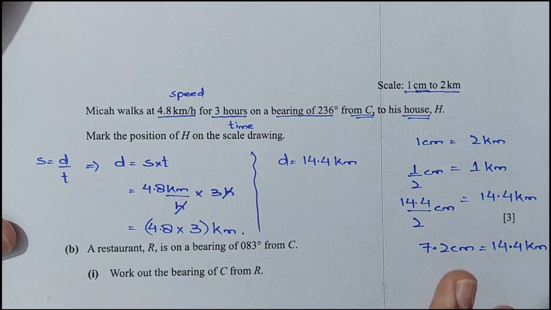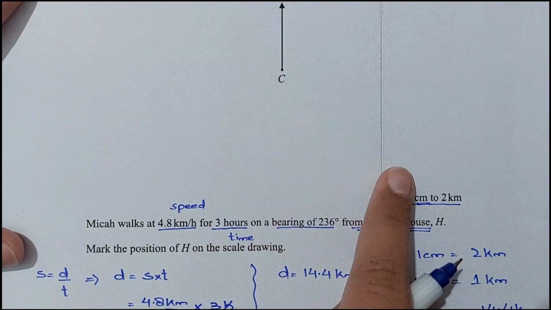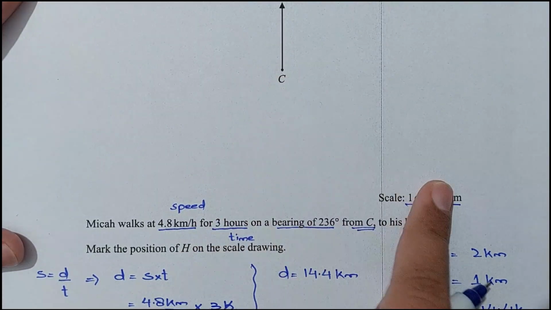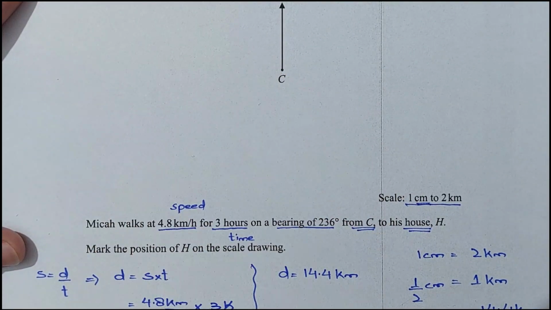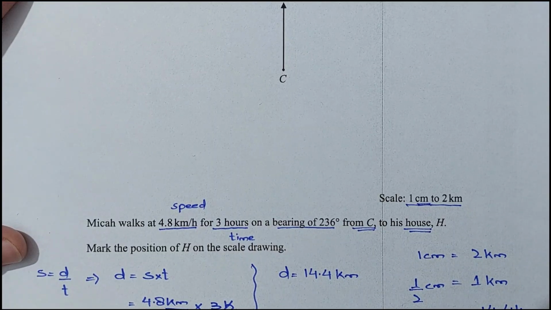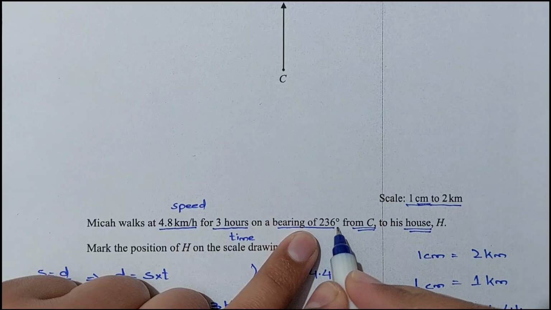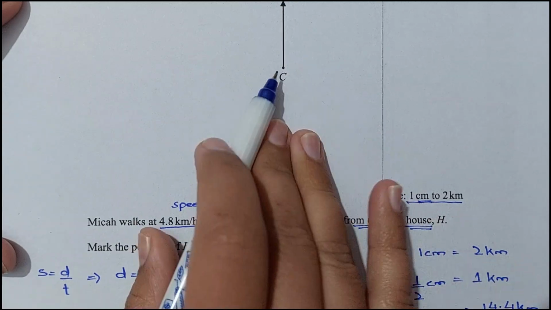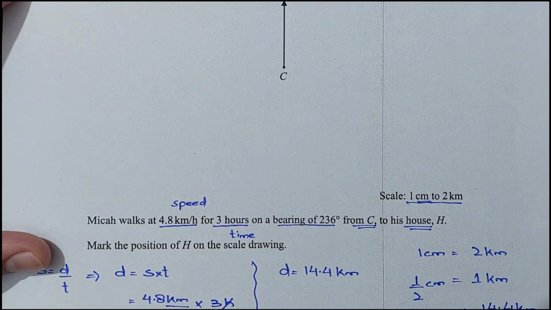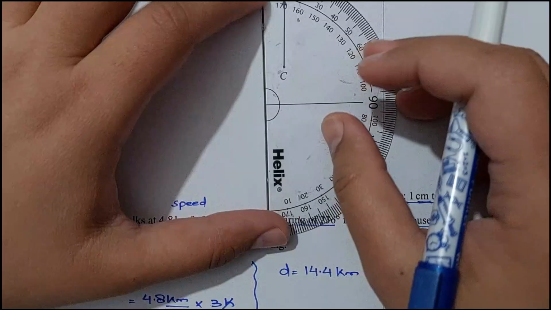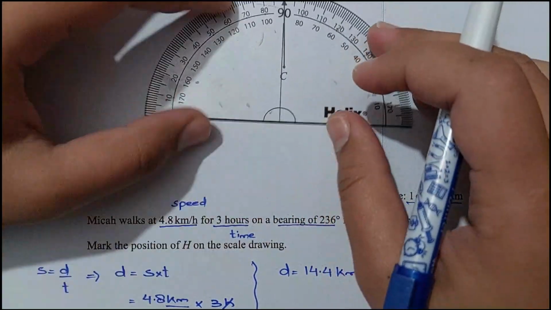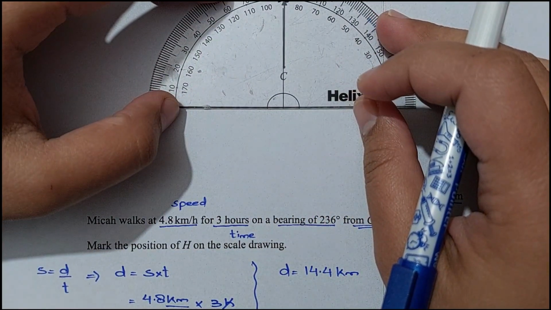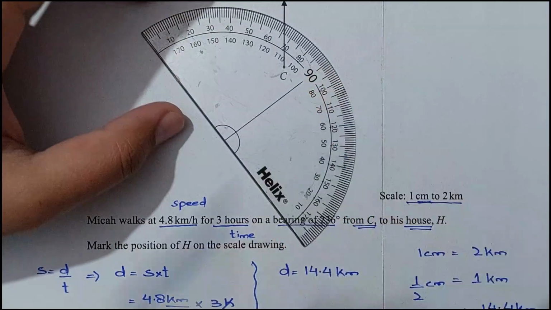Okay, so the distance from C to his house H is somewhere over here or over here. This distance is 7.2. All right, now the bearing we have been given is 236. From C to his house H means, from H to this C, this would be 236. Okay, so let me mark the bearing.